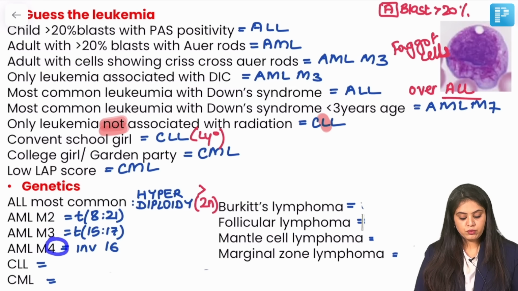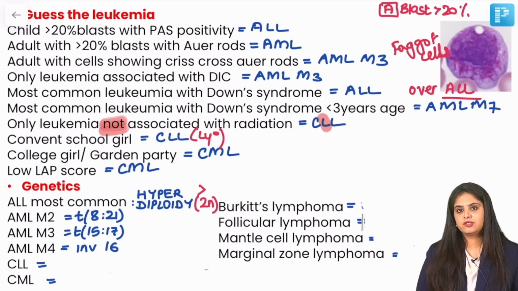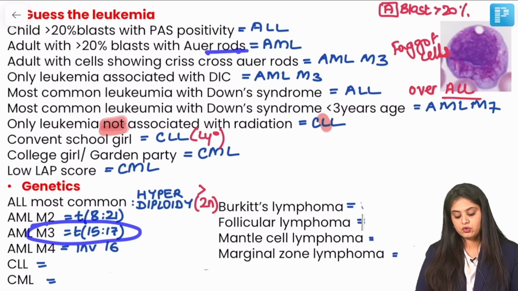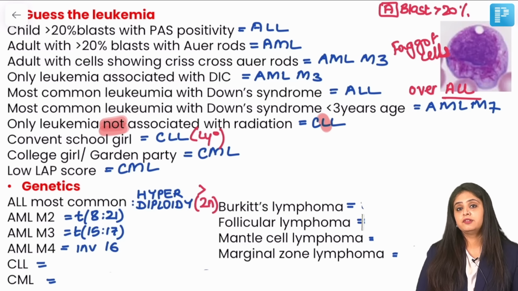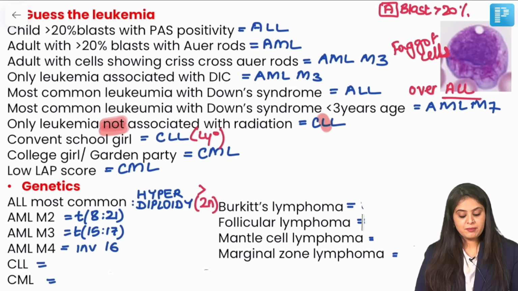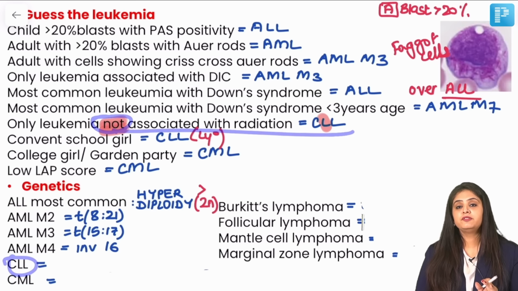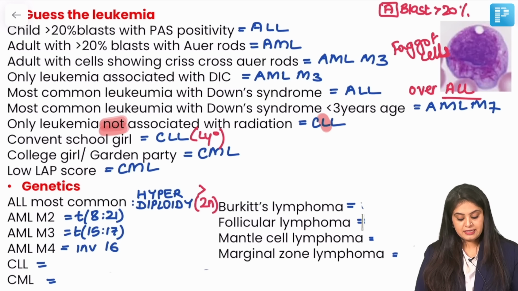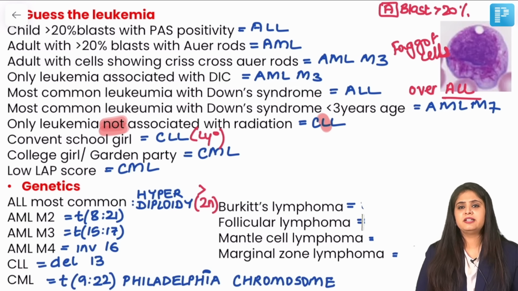Because in AML M4 you would want to do 4 4s are 16, so inversion 16 happens. Then between these two, obviously 15 is something you'll keep with AML M3. So AML M3, the one that was showing these faggot cells or rods, the ones that was showing DIC, shows you translocation 15, 17, and AML M2 will show you translocation 8, 21. Now coming to CLL. See, I told you CLL will never be because of radiation. Then what will it be because of? That is deletion 13. Lastly, CML, which I think everyone knows, the Philadelphia chromosome, that is translocation 9, 22.